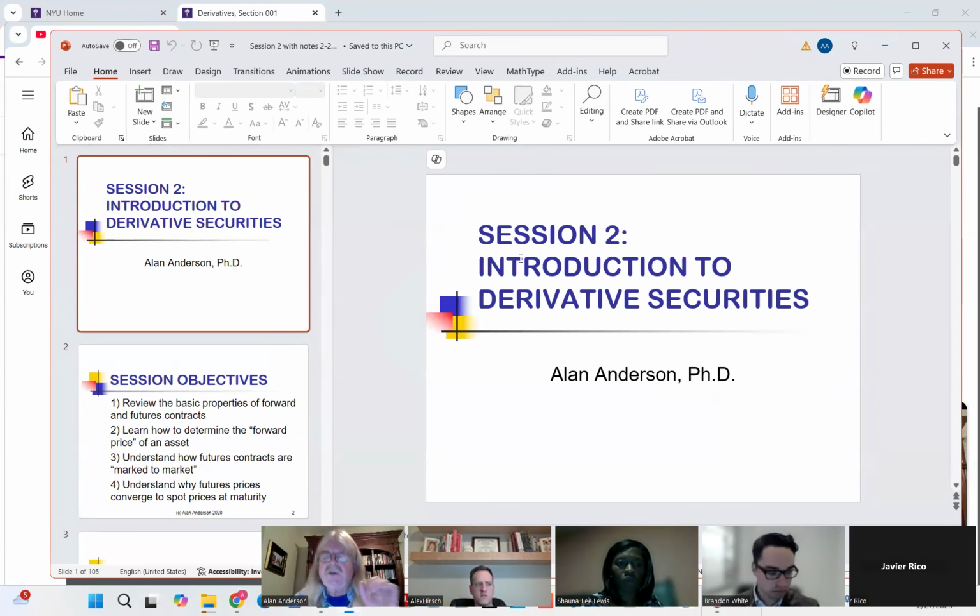So session 2, again, we're going to have a more intense look at forwards and futures. These are the two most straightforward types of derivatives, and they've been around for quite a long time. They're not really all that complicated. It's just that there's a lot of institutional details we need to know, and we want to understand what they are used for. But there is some math going on here too, which we'll see when we get to that point.